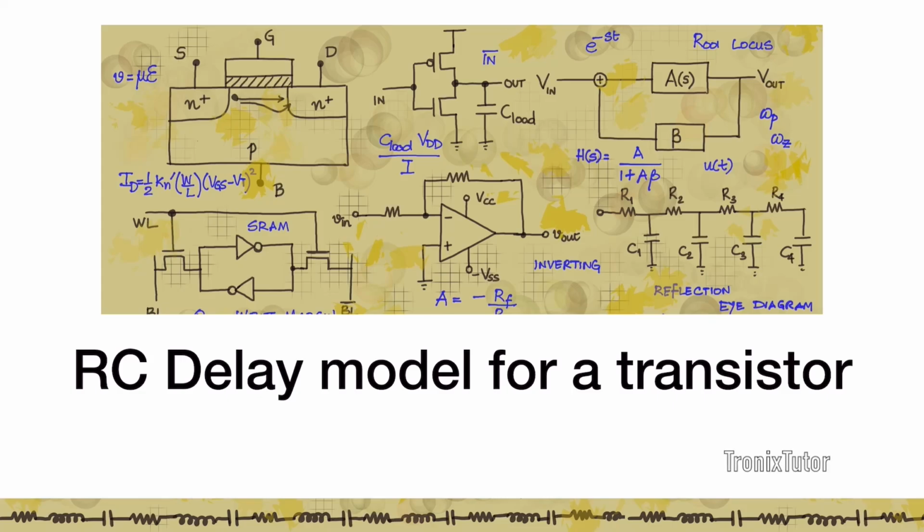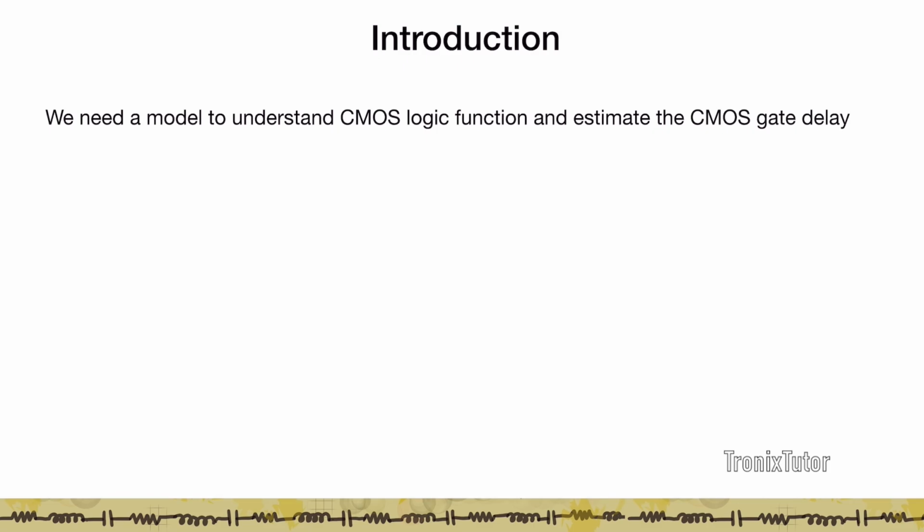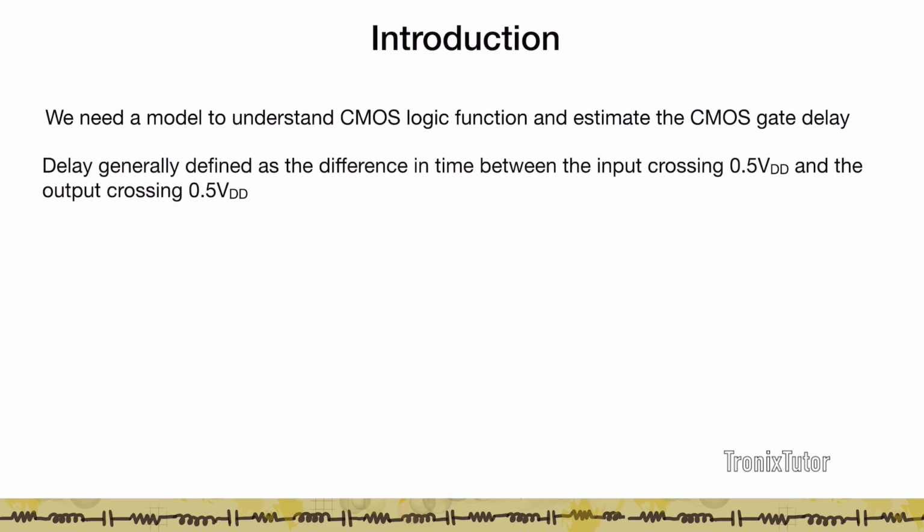Hello, in this video, let's look at the RC delay model for a transistor. So we need a model to understand the CMOS logic function, and we need something which is very easy to replicate and compute. Generally, delay is defined as the difference in time when the input crosses 50% of VDD and the output crosses 50% of VDD.